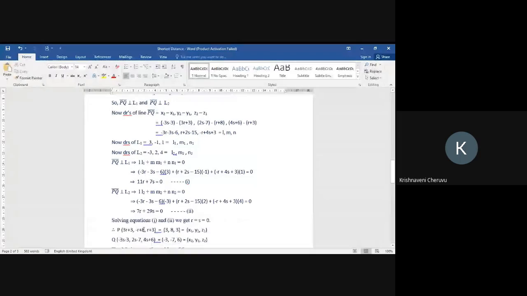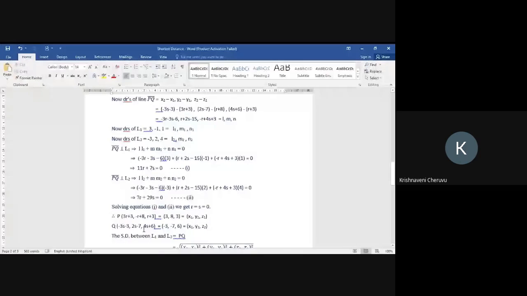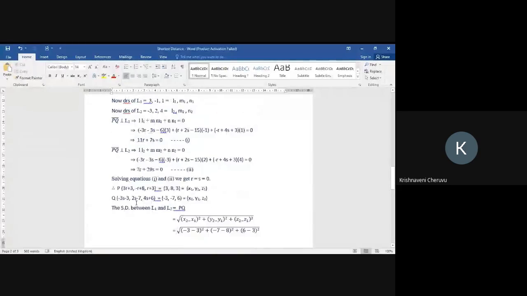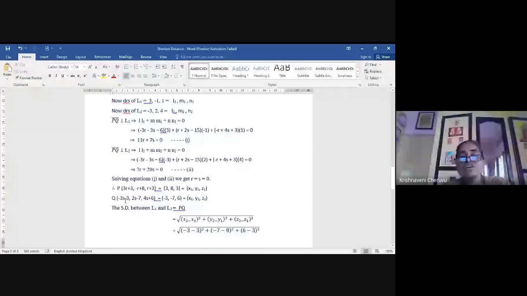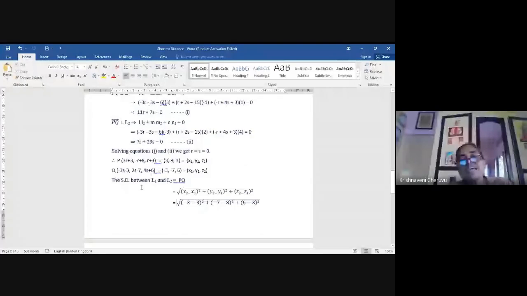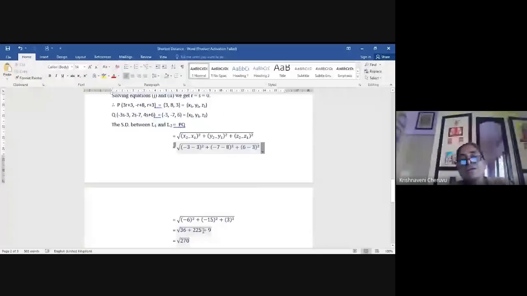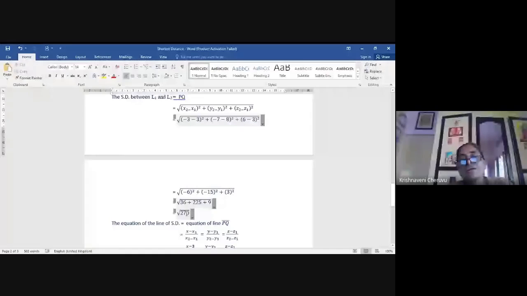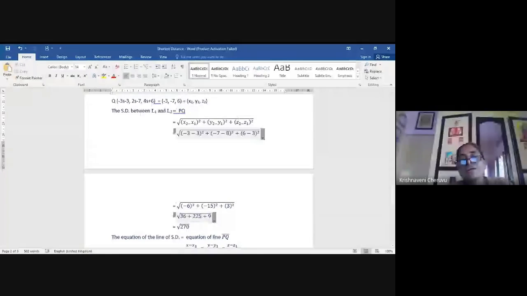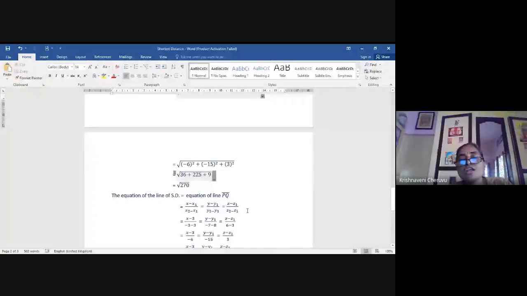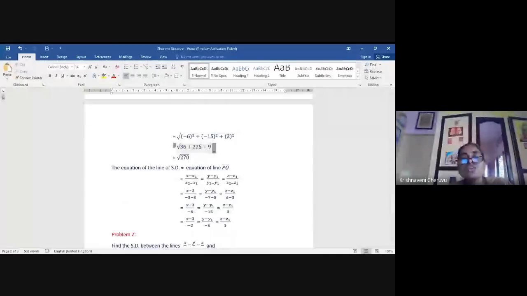Substituting the R value in P, you get the point P, which is a point on the line L1. Substituting the S value, you get a point Q, which is a point on the line L2. Once you have the points P and Q, use the distance formula to get the distance between them, which is the shortest distance. And to get the equation of the line of shortest distance, use the formula for the equation of the line joining two points.